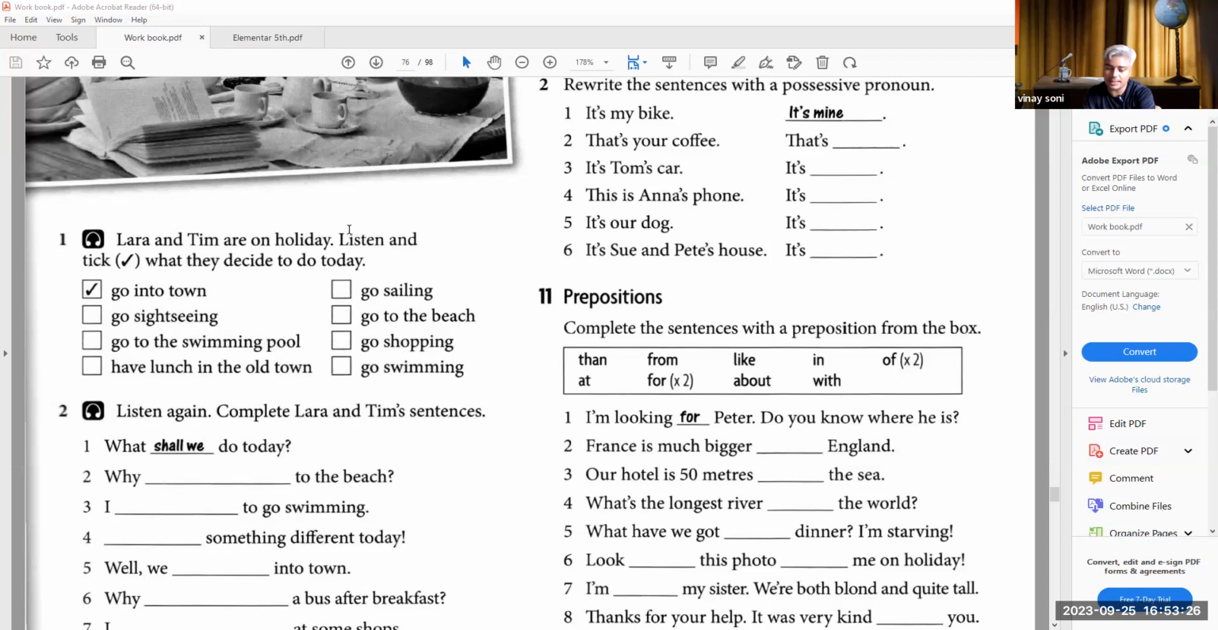Something different today. What are you thinking of? Well, we could go into town. Why don't we catch a bus after breakfast? We can have a look at the town centre.